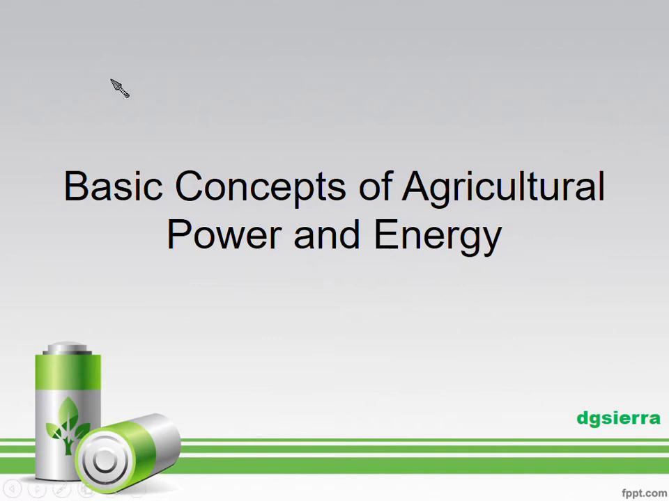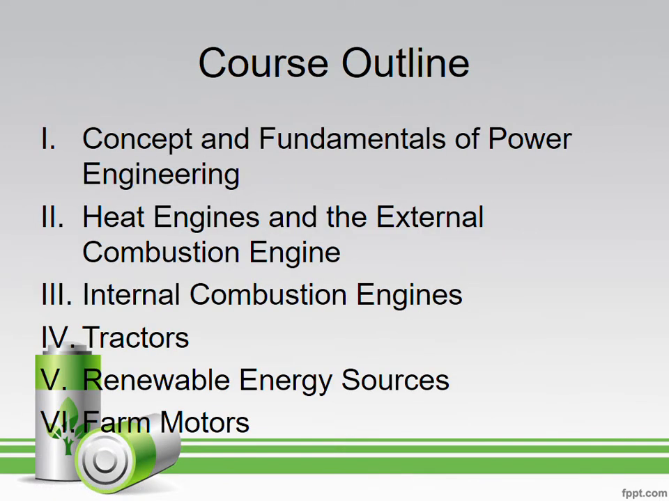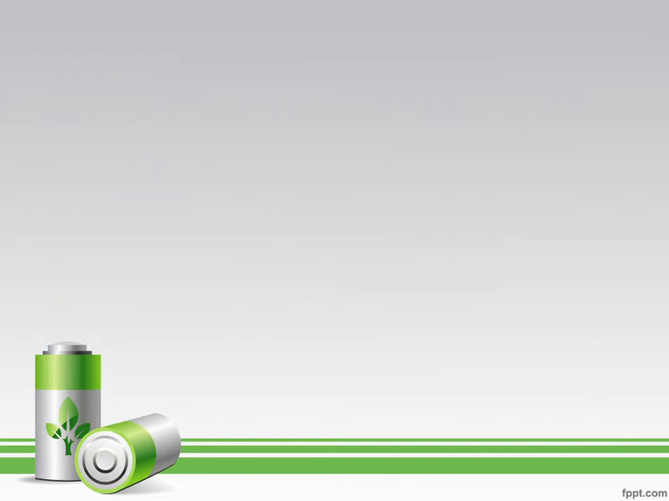Okay, our topic for today is the basic concept of agricultural power and energy. The course outline topics that we will be discussing throughout the semester includes concept and fundamentals of power engineering, heat engines and external combustion engines, internal combustion engines, tractors, renewable energy sources, and farm motors.